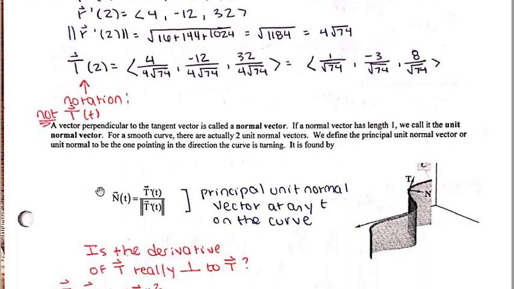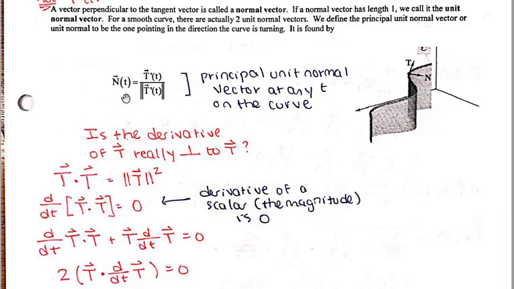Okay, so defining the normal vector. The normal vector is a vector that is orthogonal, or perpendicular, to the tangent vector. They usually share the same point, and it might go in either this direction or in the other direction, depending on how the curve is moving. So the principal unit normal vector is the one pointing in the direction the curve is turning. Since the curve is turning to the right in this scenario, the principal unit normal vector is turning to the right. Over here though, the principal unit normal vector would be turning to the left, since the curve is turning to the left.